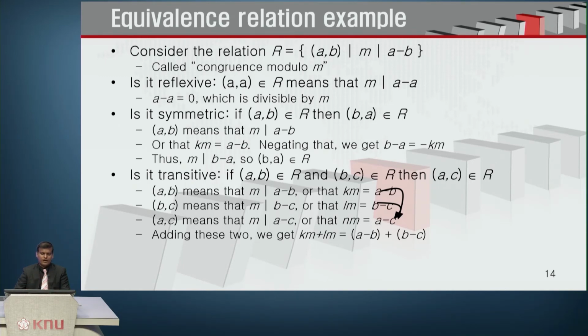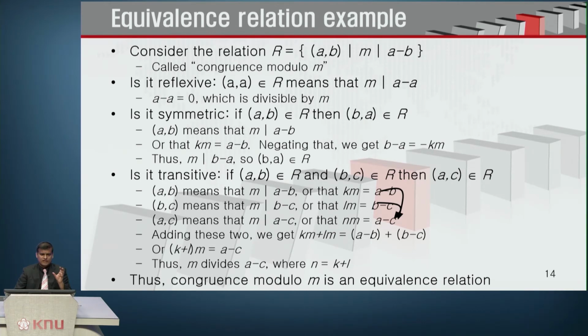Say for example, if you have Km plus Lm, that is A minus B plus B minus C, that reveals K plus L times M equals A minus C. So this should be equal to the given part. So M divides A minus C, where N equals K plus L. So the whole thing we talk about is divisibility by M, starting from the reflexive property in this equivalence relation. So thus this congruence modulo M is an equivalence relation.